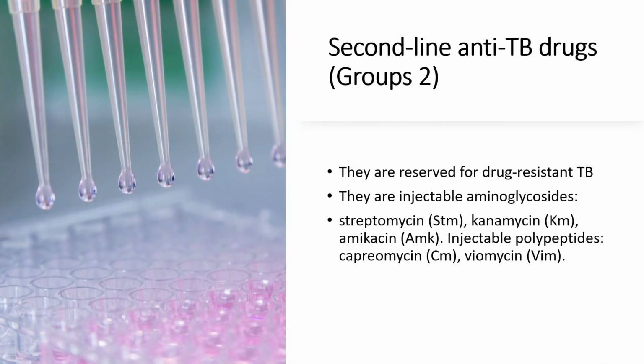The second line drugs refers to those drugs that are used when the first line drug failed to deliver, when they are not effective against the infection. This usually occurs when there is resistance. So the Mycobacterium tuberculosis bacteria may develop resistance and render the first line drug ineffective. This can also occur when the complete treatment is not adhered to.